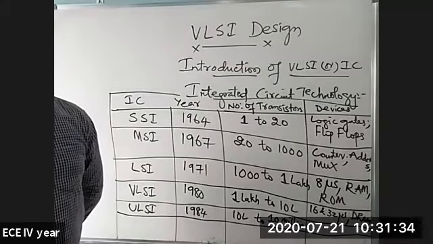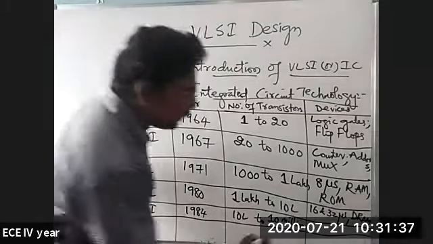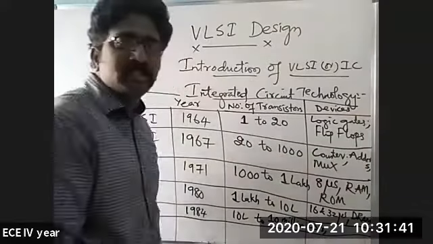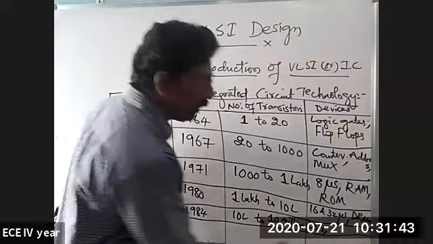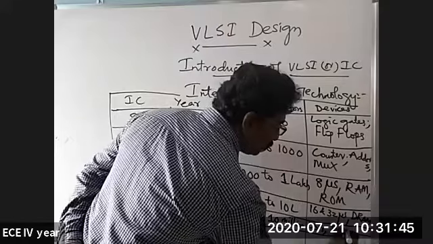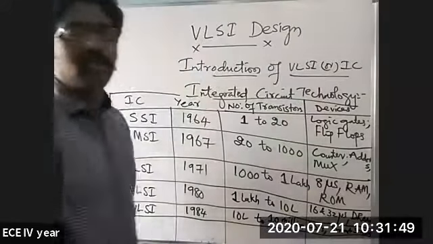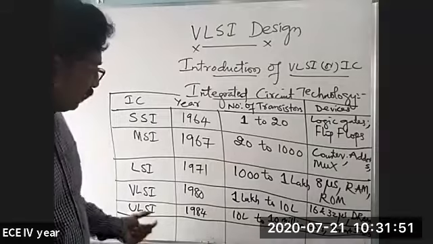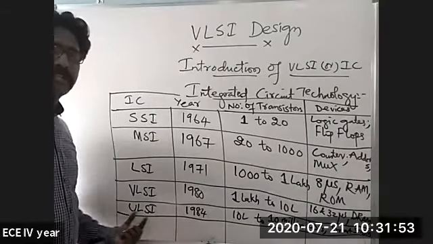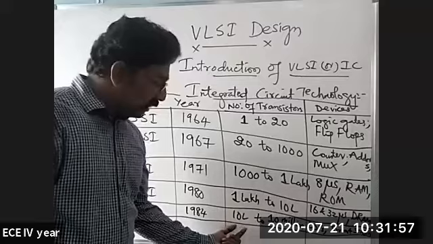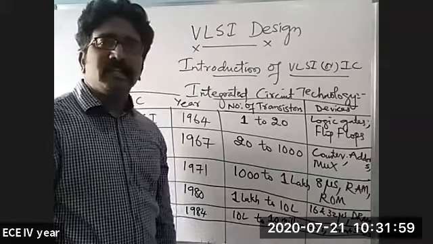With 10 lakh to 10 million transistors on a single chip, examples could be any DSP application, digital signal processing applications, smart sensors. These are the examples of ultra large scale integration. It started in 1984 with 10 lakh to 10 million transistors on a single integrated circuit.